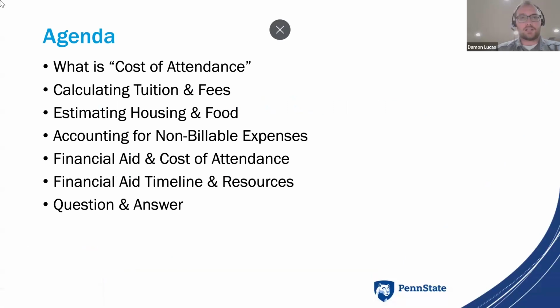All right, here is what our agenda looks like today. We're going to go over what is cost of attendance, calculating tuition and fees, estimating housing and food, accounting for non-billable expenses, the financial aid and cost of attendance, the financial aid timeline, and some resources out there for you. At the end, we do have a question and answer section. That's where we'll go over some of the questions you folks submitted prior to this webinar, and also some of the questions in the chat itself. We'll try to go over those live as well.